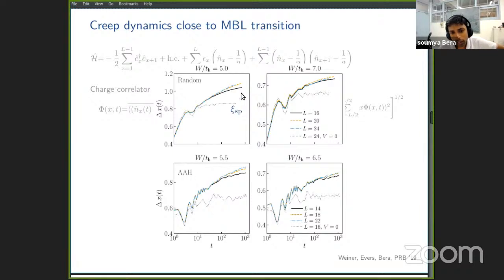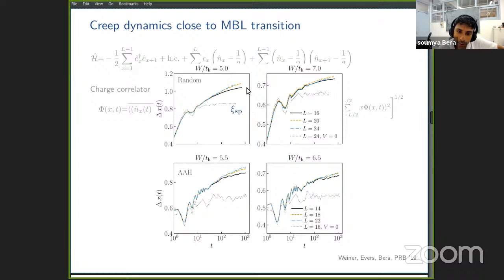What you see here are several curves. Let me go through it. So this is delta x of t as a function of time for system sizes from 16 to 24. And this dotted line is where I turned off the interaction. What it means is that my non-interacting system is not increasing. So you can think of it as a wave function. The wave function is stuck. So that's your localization length of the non-interacting system.